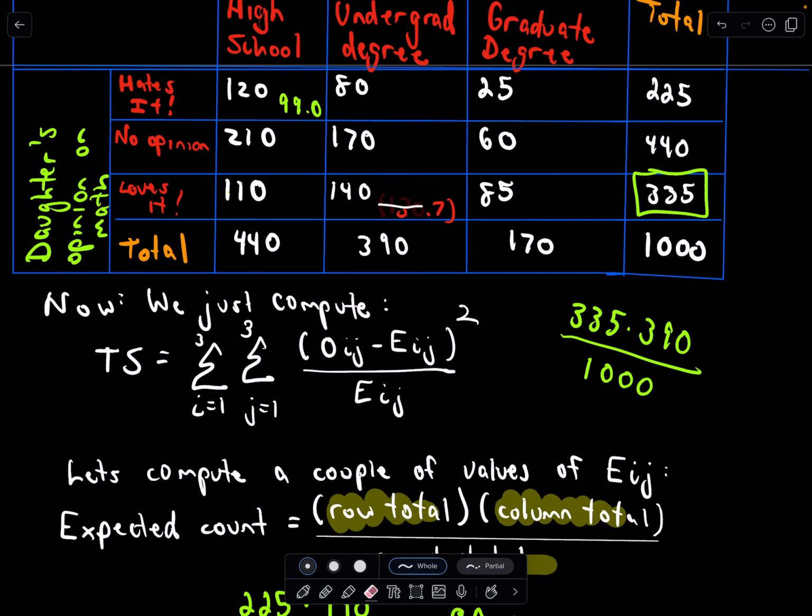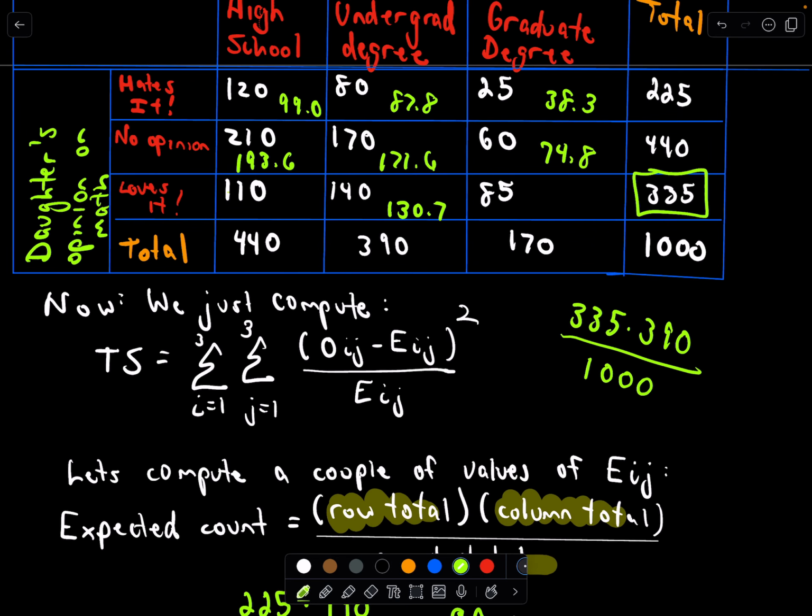So I got that to be 130.7. And if you go through, you can check my other expected counts. This is 87.8. And then I got 38.3, again just by doing the same process. And 193.6. So again, nothing complicated, certainly tedious. But this is why knowing how to use some sort of stats program is so important, or to use your calculator, because you certainly don't want to be doing this stuff by hand.